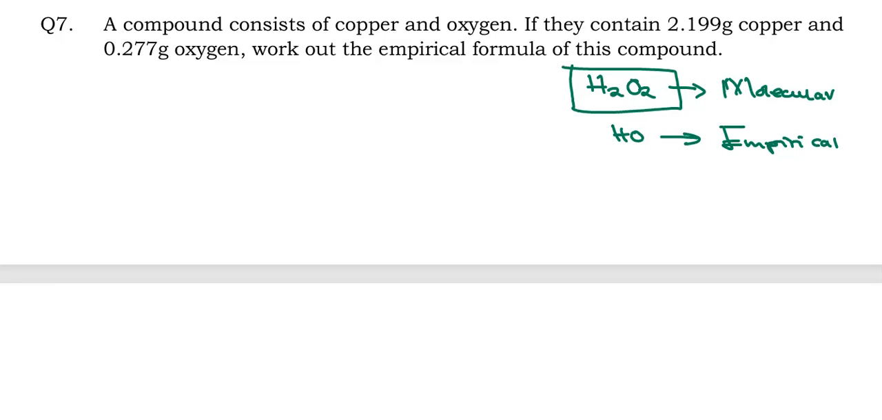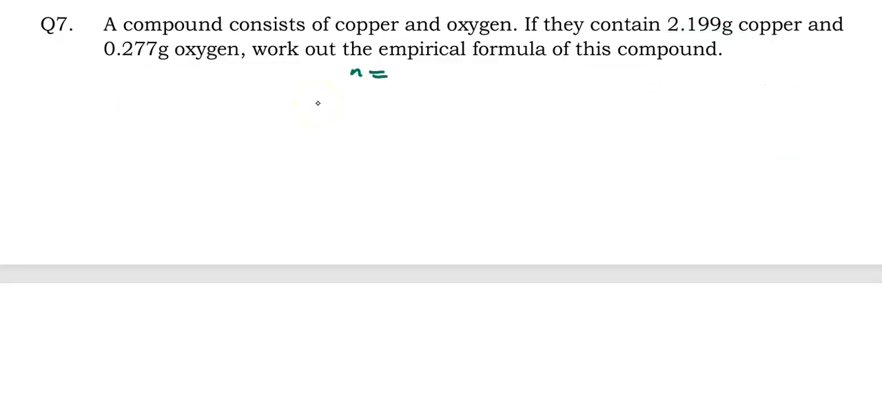Now, to find the empirical formula, our first step is to convert the masses which have been given into moles. We know that moles is equal to mass over molar mass. So we're going to start with oxygen. We have oxygen, we also have copper here. Let me start with copper because I've been given copper there. So, number of moles is equal to mass over molar mass. Here we have copper, and here we have oxygen.